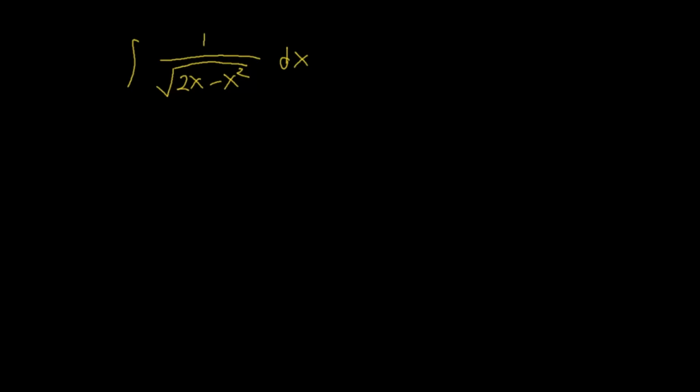Let's integrate 1 over the square root of 2x minus x squared dx. Based on this integral, what kind of integration techniques should we use? If we look at this, is it possible for us to use this formula?